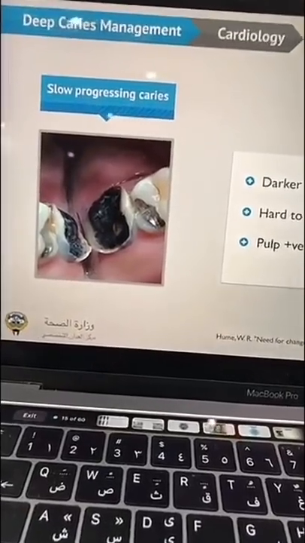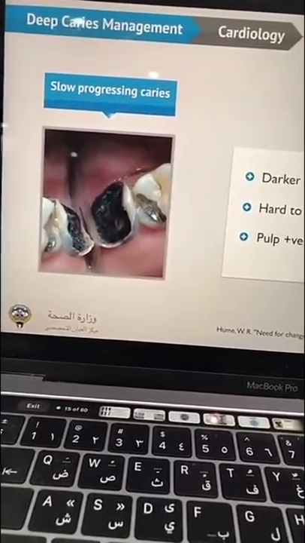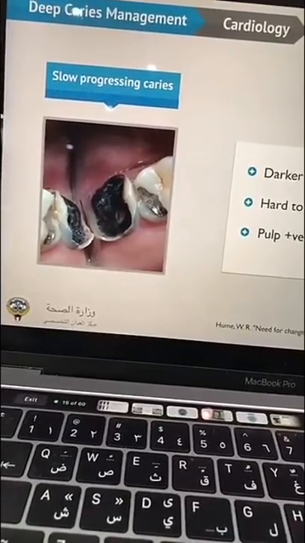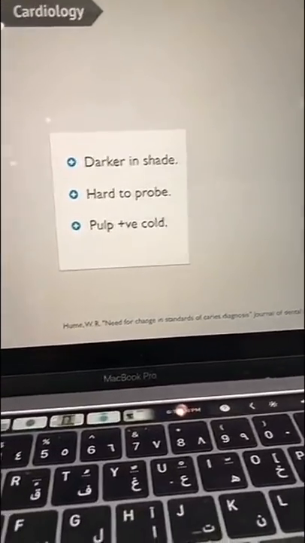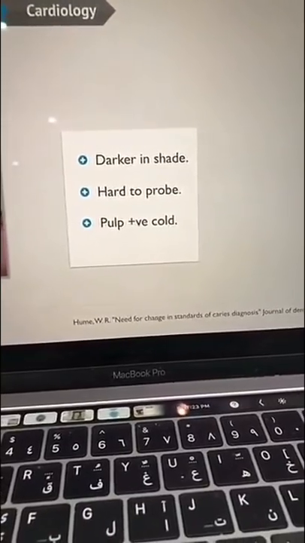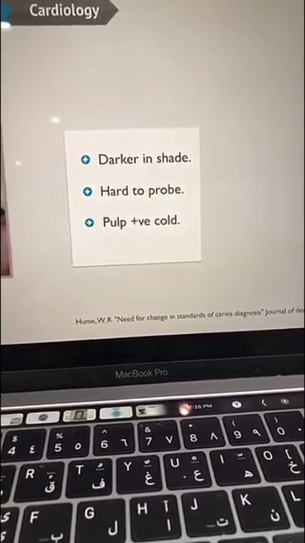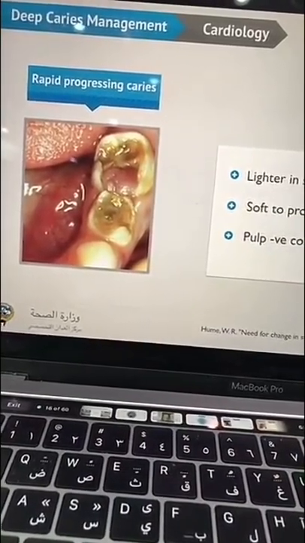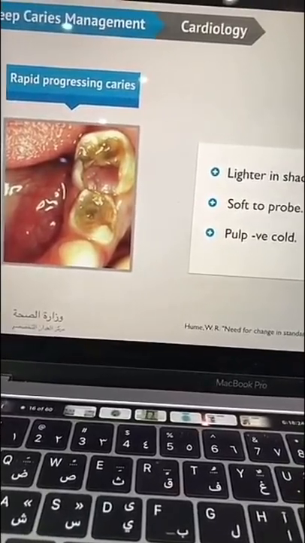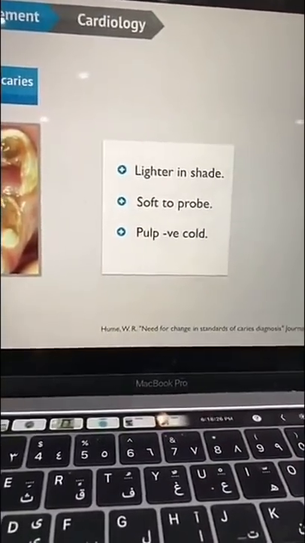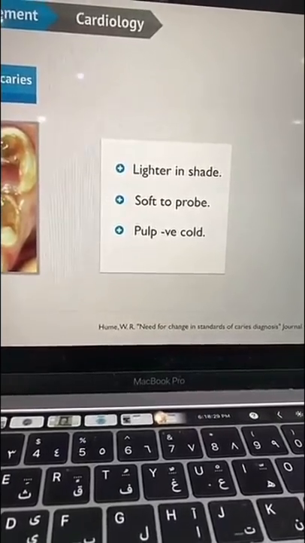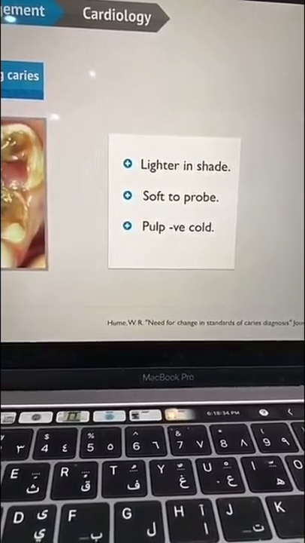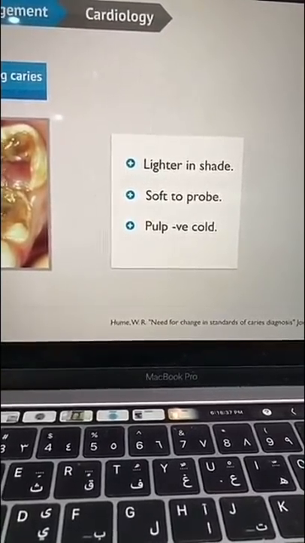When you see a lesion that dark, I can bet and guarantee that this is a vital tooth, because it's extremely dark, which indicates that it's a vital tooth. So darker in shade, hard to probe, usually positive to cold, which means that the tooth is vital. When you see a lesion that is lighter in shade, brownish or yellowish, it's quite the opposite. Lighter in shade and soft to probe usually will be negative to cold, which indicates that the caries actually reached the pulp and caused pulp necrosis.